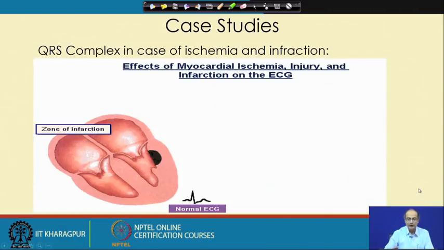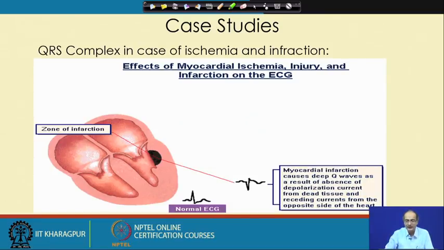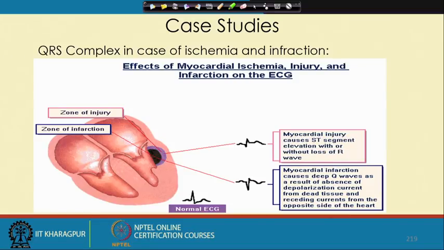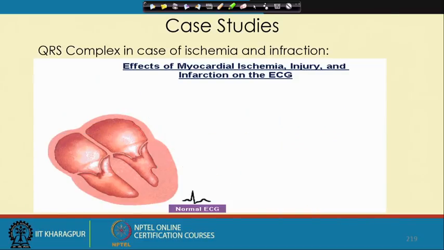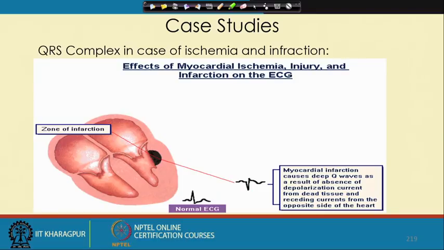Now, here we see that effect more clearly with the help of an animation. So, you can see the first part, when it was normal, we have the normal ECG, and then slowly the changes are happening. The first stage is the myocardial infarction that causes a deep Q wave, and as you can see the ST segment also is getting affected, and then as it gets healed, again there is a change in the ST segment.